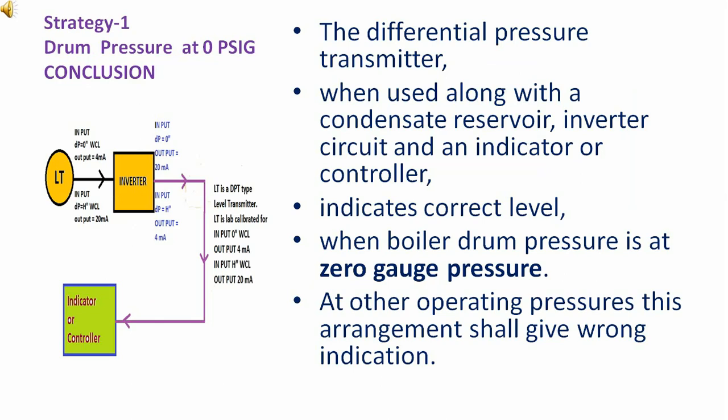Conclusion. The differential pressure transmitter, when used along with a condensate reservoir, inverter circuit and an indicator or controller, indicates correct level when boiler drum pressure is at zero gauge pressure. At other operating pressures, this arrangement shall give wrong indication.